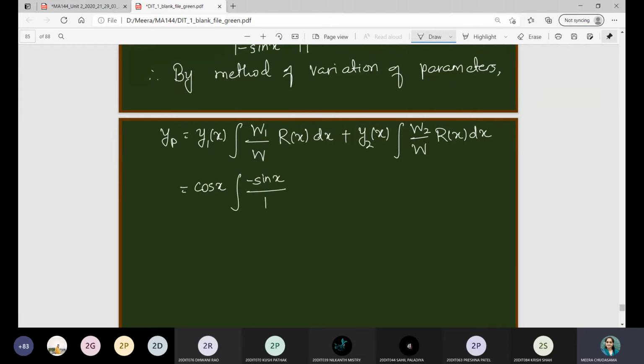Minus sin x, W is 1. What is the right hand side? We have sec x dx plus y2, which is nothing but sin x. So sin x into the integration of W2. W2 is nothing but cos x upon Wronskian, which is 1, times sec x dx. So you can complete this: cos x.